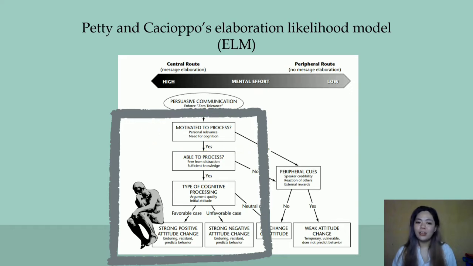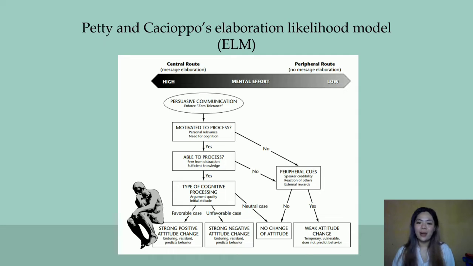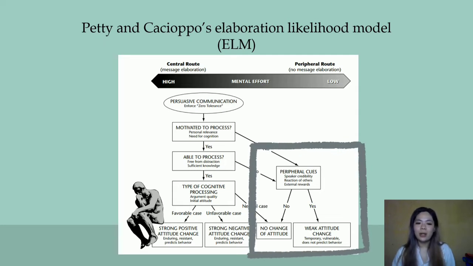First, do you have enough interest or motivation to analyze the message? Second, are you able to process the message? Third, how are you going to analyze the message? And finally, are you in favor of the message or not? So that's the process of the central route. Now look here in the peripheral route. You can see that there is no motivation or ability to process the message at all. So the listeners rely on peripheral cues to make a quick yes or no decision without having to think about the message at all.